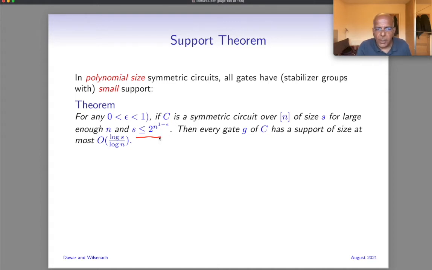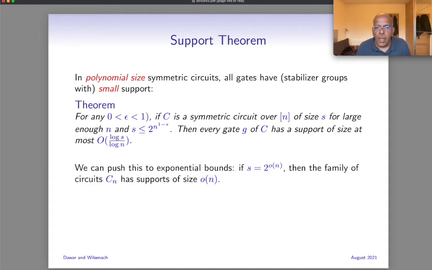These kinds of sub-exponential bounds give us an upper bound on support size of roughly log of the size of the circuit divided by log n. In particular, when S is a polynomial, this is a constant. One way of looking at this is we can get lower bounds on the size of circuits we need for some property by showing lower bounds on the size of support you need. If you show a non-constant lower bound on support size, you get a super polynomial lower bound on the size of the circuit.